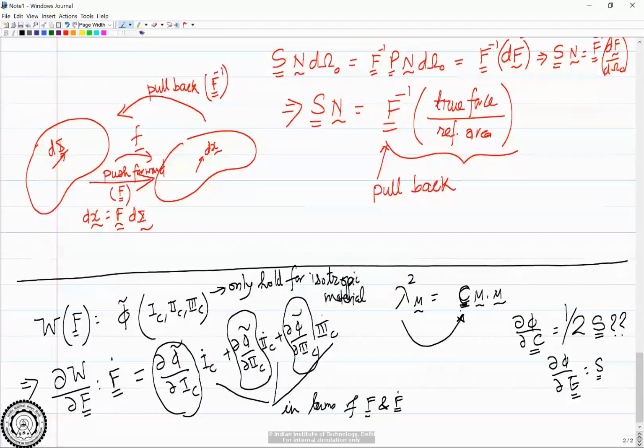Sir, for transversely isotropic, we get two more invariants. So in these terms, we will have two more additions, right? Exactly. Yes, if you want to talk of transversely isotropic, then yes.